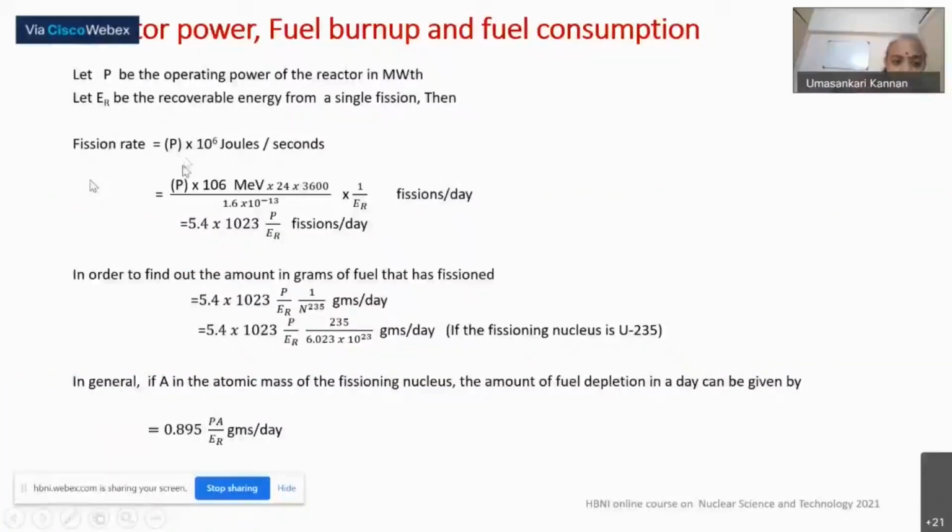The fission rate is given by P into 10 to the power of 6 joules per second. This is not 106, it should be 10 to the power of 6. I'm sorry for this. I'll change this and send it to you. Something happens with respect to the powers when I convert to PowerPoint.